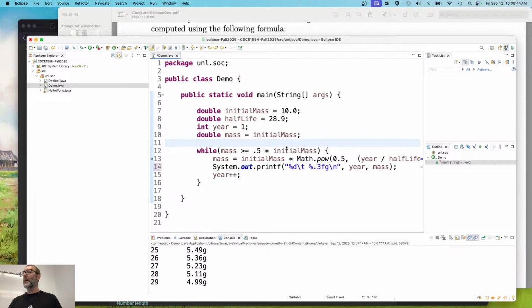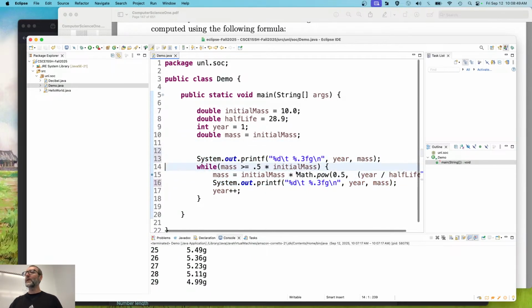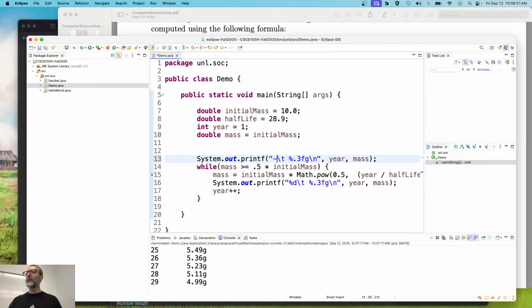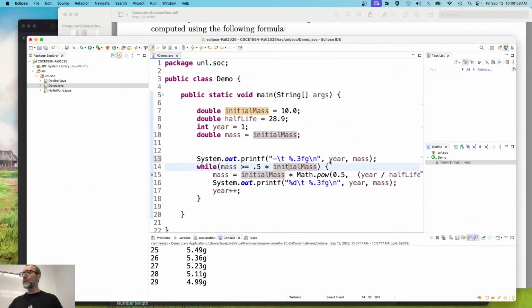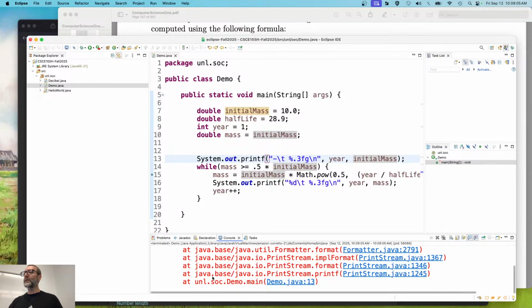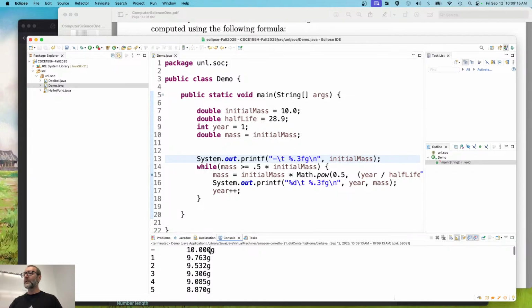But that first line, though, I do want to take care of that first line. Instead of printing out a year, I'm going to print out that hyphen indicating that it's just the start. And then instead of printing out the mass, I could, but I'll print out the initial mass. And now this is looking very much like that table. Oops, sorry, I need to get rid of this year now because I'm now printing a hard-coded hyphen there. 10 grams, and year 3 was wrong.